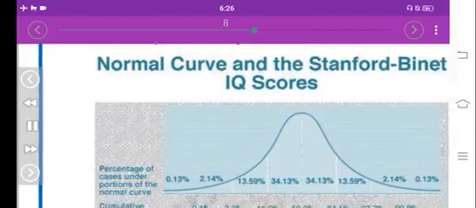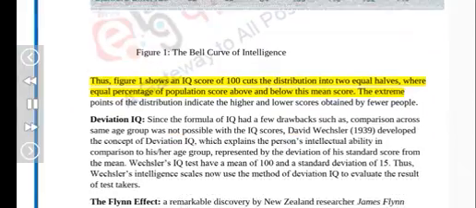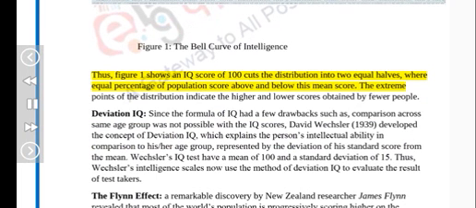Thus, Figure 1 shows an IQ score of 100 cuts the distribution into two equal halves, where equal percentage of population score above and below this mean score. The extreme points of the distribution indicate the higher and lower scores obtained by fewer people.